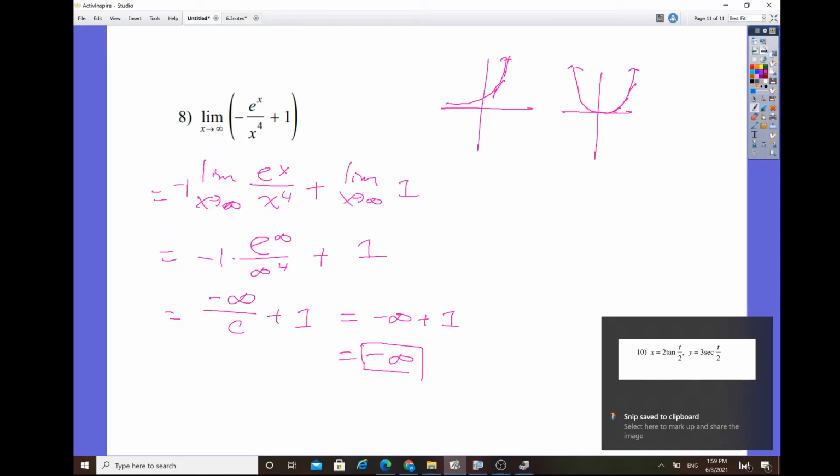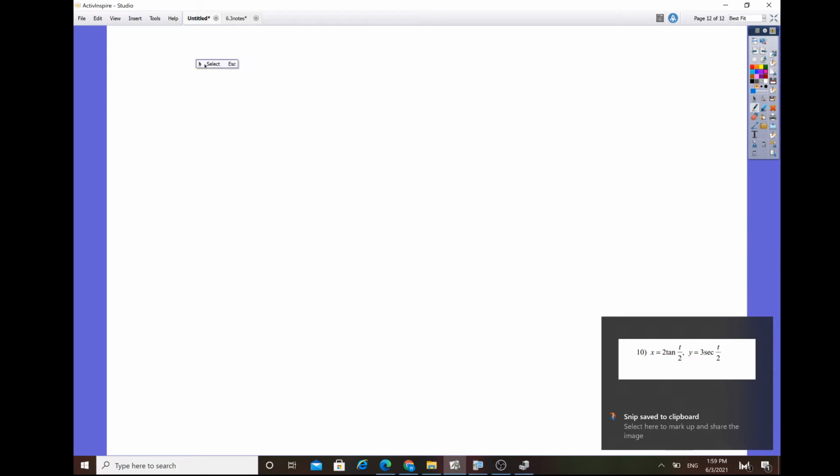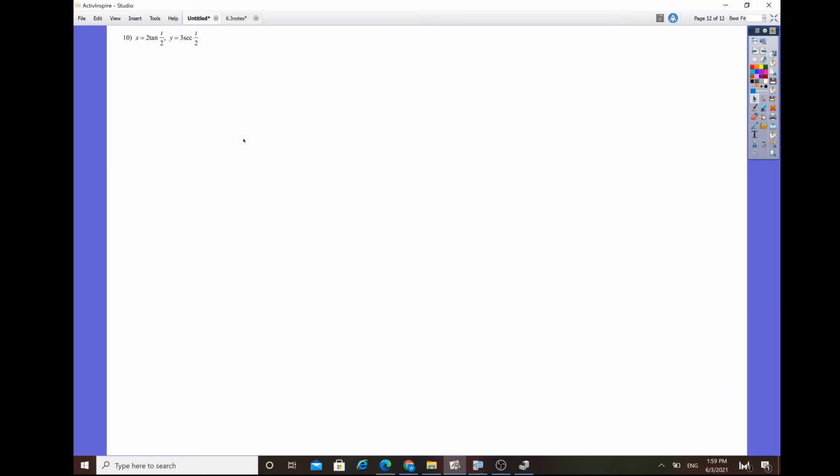Okay, so for number 10. First thing that you want to do is divide both sides by 2 for the x parametric equation. And then for y, you want to divide both sides by 3.